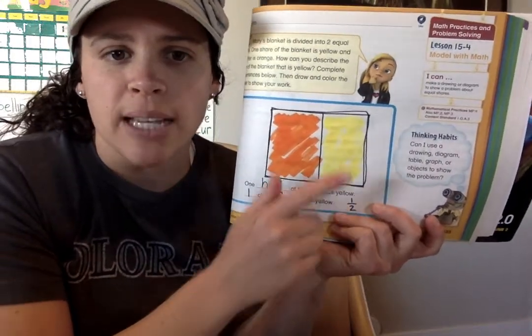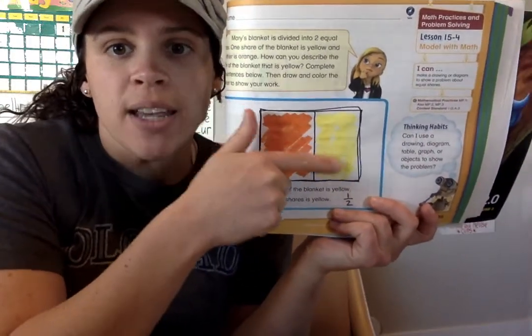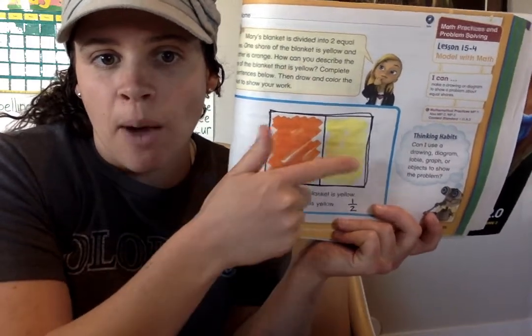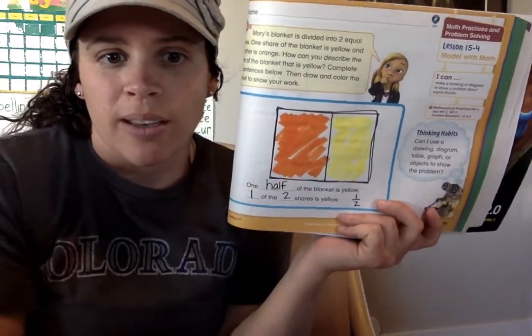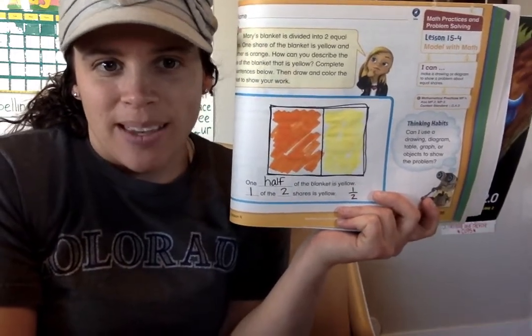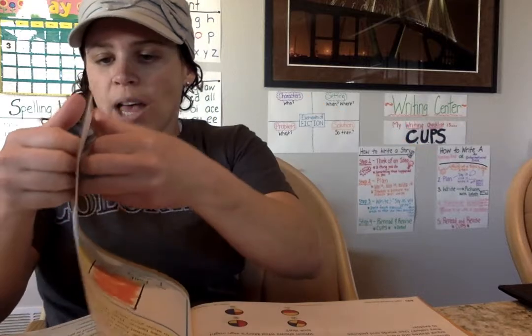The part goes on top. So 1, that's the part that we're talking about is yellow. Out of how many do you have total? 2. That makes half. Half of the blanket is yellow. Okay, so that's like our problem solving, our sharing. Now we're going to watch our visual to see what our visual has to say.